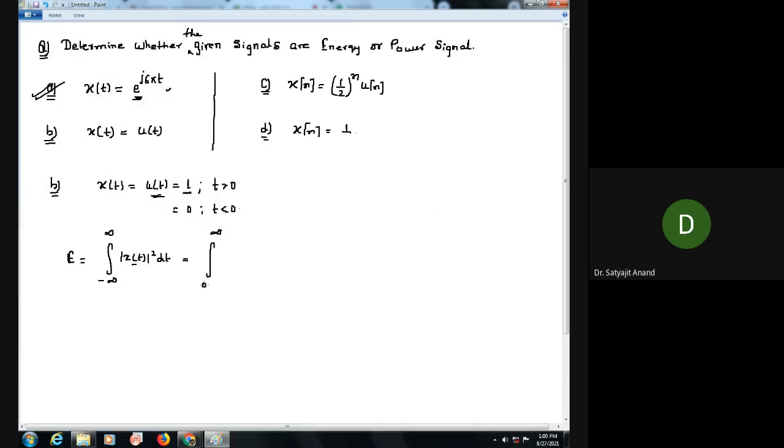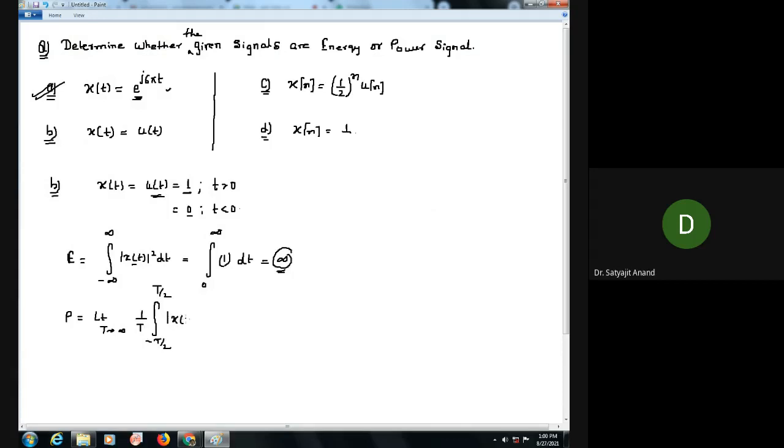Under this limit, this x(t) will be 1 because t is greater than 0, so the integral is from 0 to infinity of 1 dt. And if you integrate this, that gives you infinite. So again, here energy is infinite. So what about power? Power is limit T tends to infinity of 1 upon T, and the limit is minus T by 2 to plus T by 2. From minus T by 2 to 0, we have amplitude 0, so we don't consider this limit.